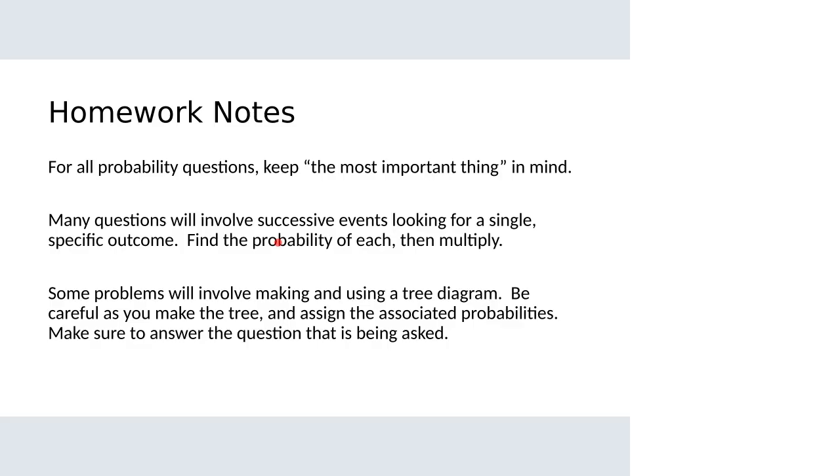All right, some homework notes before we wrap it up today. For any question related to probability, keep the most important thing in mind. Probability is successes over outcomes. You'll see a lot of questions in this practice that are just a single specific outcome. When that happens, you don't need to use a tree diagram. You can just find the probability of each one and multiply them together. You don't have to use a tree diagram for everything, but some problems will need you to use a tree diagram.